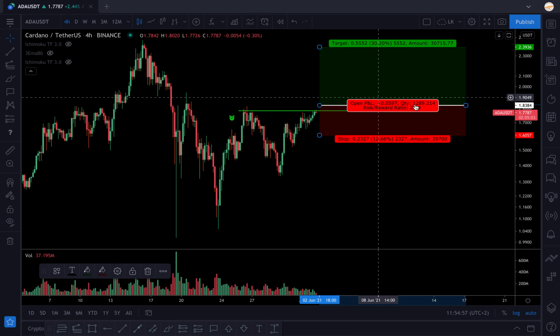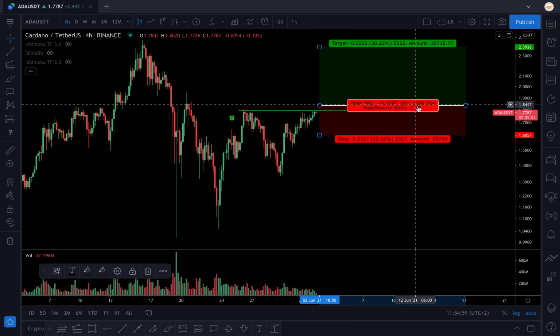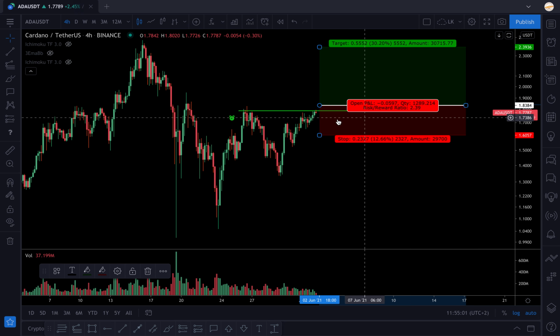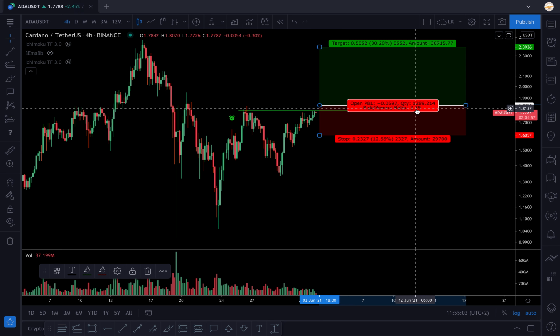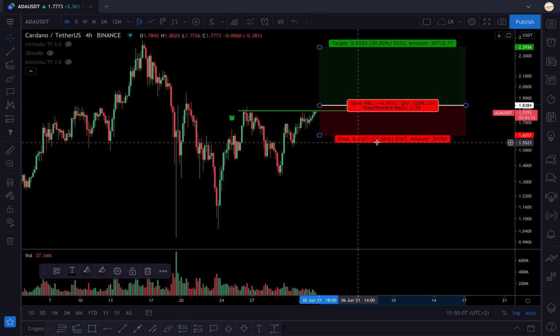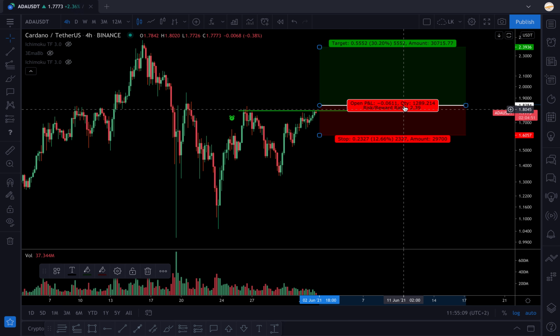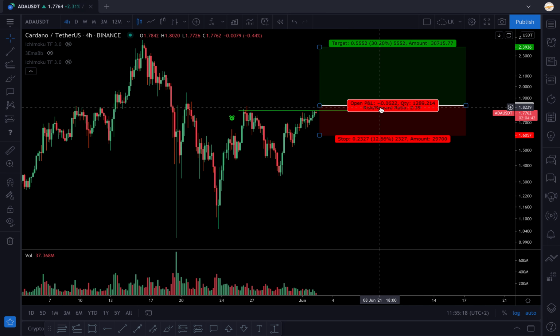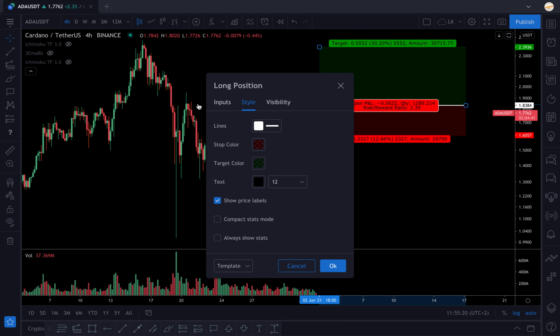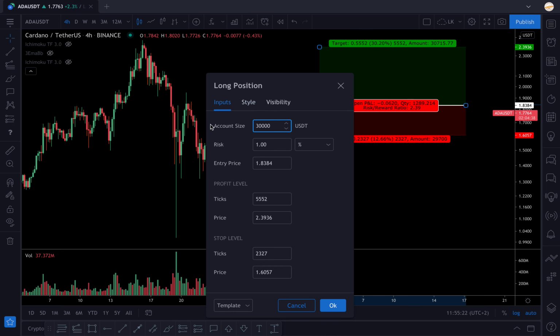You can take a look at that, but what's really important is risk to reward, and it tells us that this trade theoretically has a risk to reward of 2.39. But what we're interested in is the position size. So you can see that it tells us the quantity there. It's 1289 Cardano that we're going to buy. But it tells that when we input the account size.